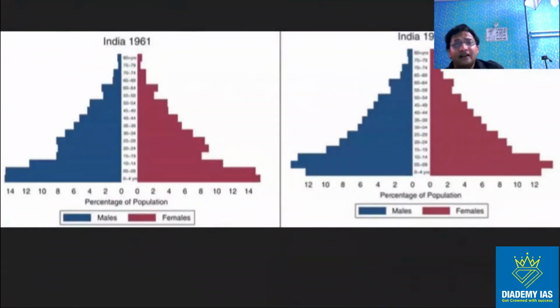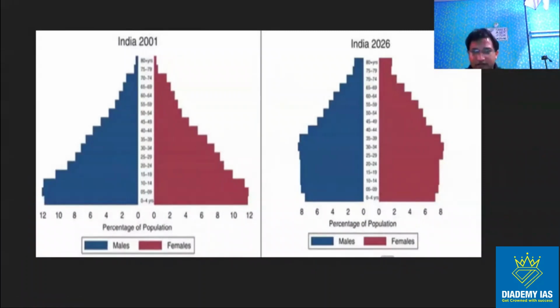Now coming to India, what was India's status? So in India, in 1961 we can see this wide base, right? In 1981 this wide base changed a bit, so the children in the age group of 5 to 14 increased. In 1961 the children in the age group of 0 to 4 were high.